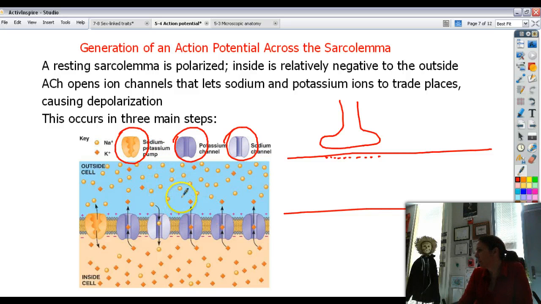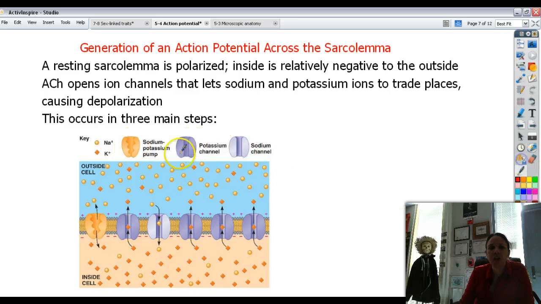So if you notice, I picked a new picture for some of this stuff to help explain it better. So we've got these 3 pumps which are located in the lining or the membrane of the sarcolemma. So this is the sarcolemma, which is just another name for what?